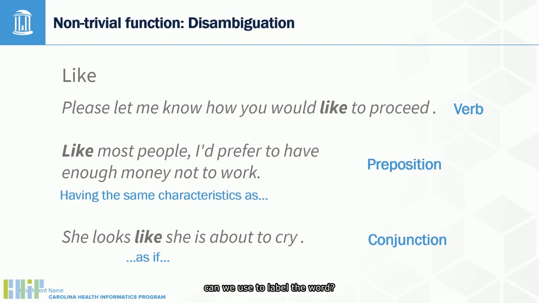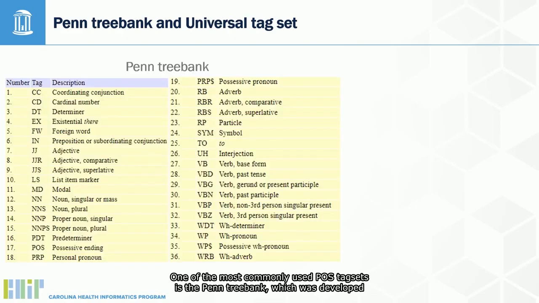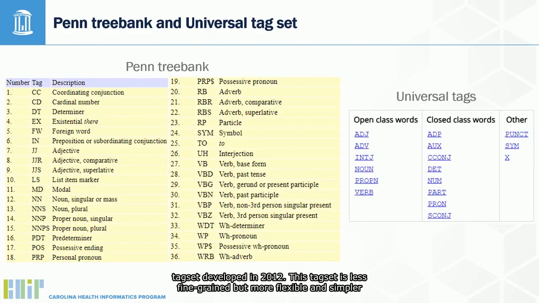Now, what types of tags can we use to label the words? There are more than 20 types of POS tag sets developed in the computational linguistics community. Some of them have fine-grained granularities, while some are coarse. One of the most commonly used POS tag sets is the Penn Treebank, which was developed at the University of Pennsylvania in 1989. This tag set contains 36 POS tags and 12 other tags like punctuation and currency symbols. Another very popular one is the universal tag set developed in 2012. This tag set is less fine-grained, but more flexible and simpler to use if detailed distinctions are not required.